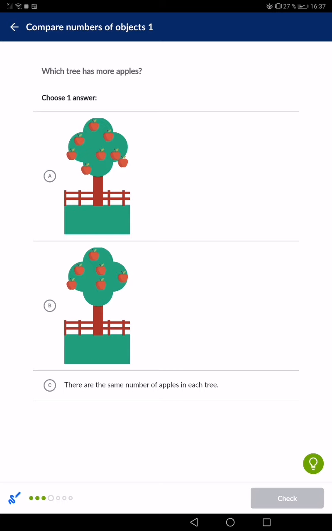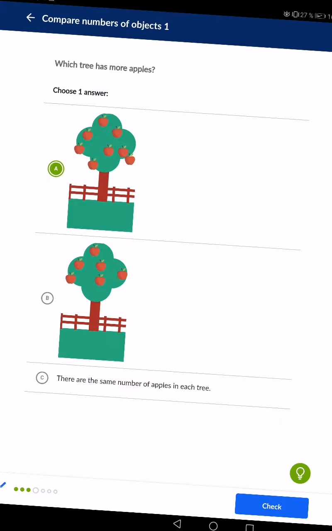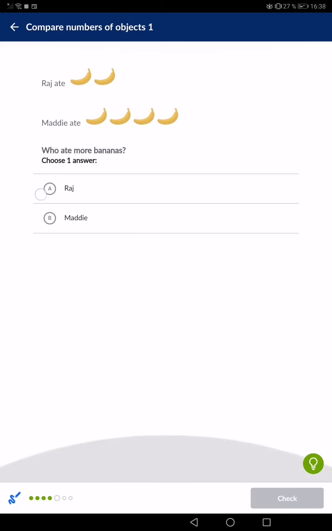Okay, I will speed this up a bit. Which tree has more apples? Well, obviously, 1, 2, 3, 7. This has more apples. Wait, what's going on here? Wait, let me get back here. Who ate more bananas? Raj ate more.